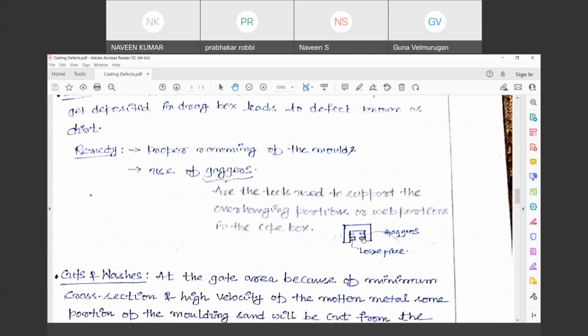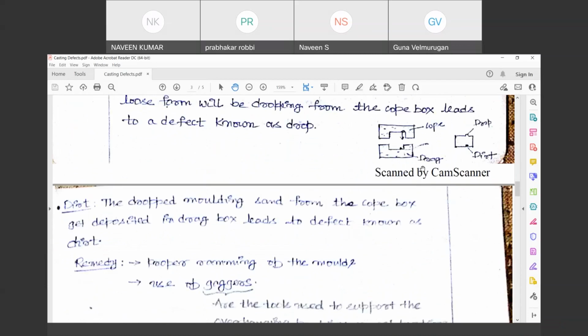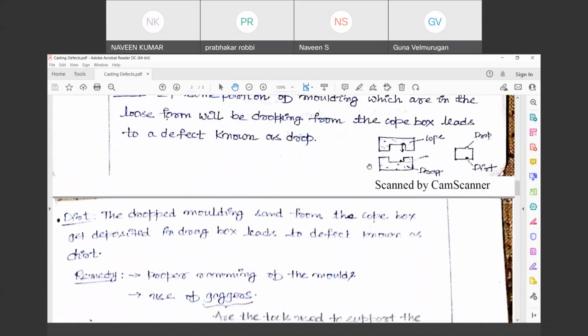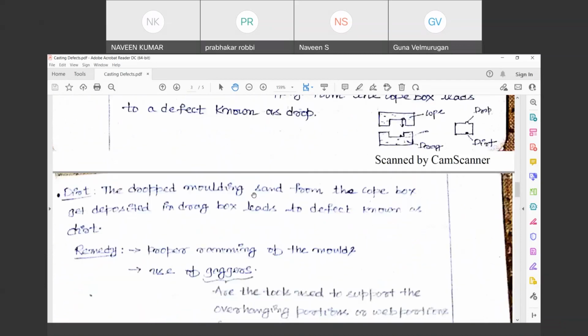Horizontal, these things you put where that will fall onto here only, rather than falling into the drag box. Okay, so that is what is called dirt, and what is a drop and dirt.